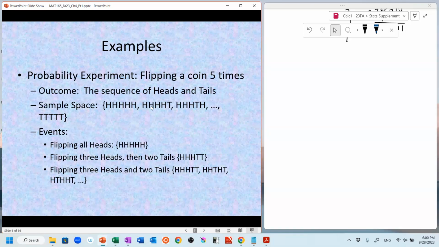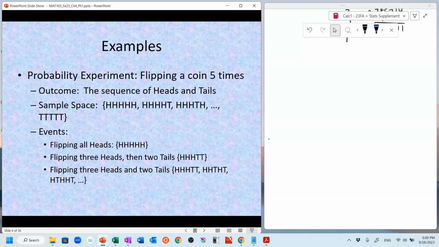So something like heads, heads, heads, heads, tails means the first 4 flips were heads and the last was tails. Whereas heads, heads, heads, tails, heads means that the 4th flip is the one that was tails. And we could go through and enumerate all these. If we're going to enumerate these, we want to do it systematically.